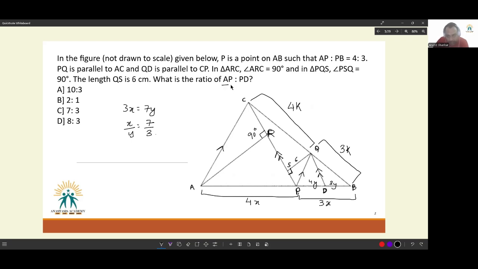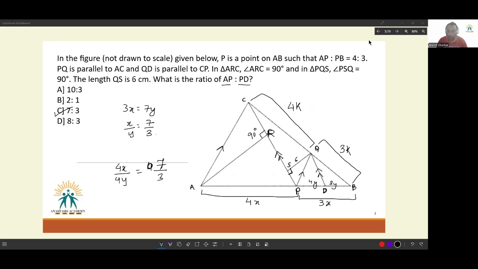Now finally, we need the ratio of AP is to PD. AP we know to be 4x. PD we know to be 4y. So I can replace this x by y with 7 by 3. 4 and 4 will get cancelled, and x by y is the final ratio left. So 7 by 3, option C will be the right answer for this question.